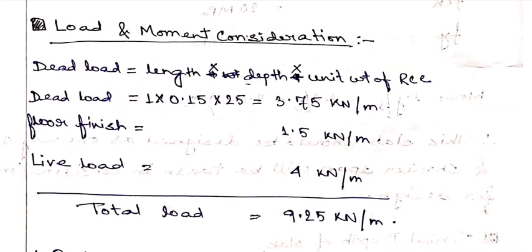as the slab is designed as 1 meter width like a beam, that is always 1 meter or 1000 mm for slab, and overall depth is 150 mm, so that is 0.15 meter into 25 kilonewton per cubic meter, the unit weight of RCC, so that is equal to 3.75 kilonewton per meter. Floor finish is given, that is 1.5 kilonewton per meter, and live load is also given, that is 4 kilonewton per meter. So total load is equal to 9.25 kilonewton per meter.